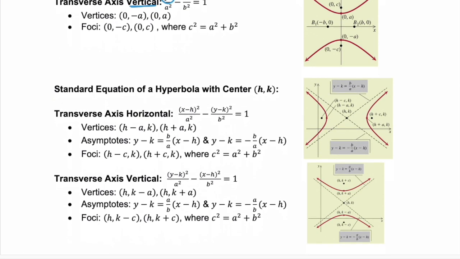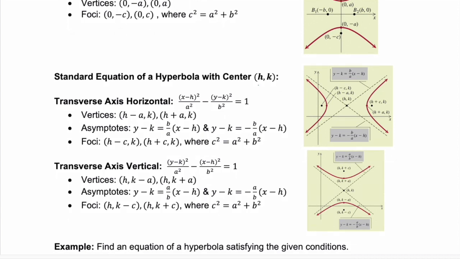Now, what if we have a center that is at some other point, h, k? Well, h changes your x variable. It doesn't matter if your x variable is first or second. h always goes with the x, and k will always go with the y variable.